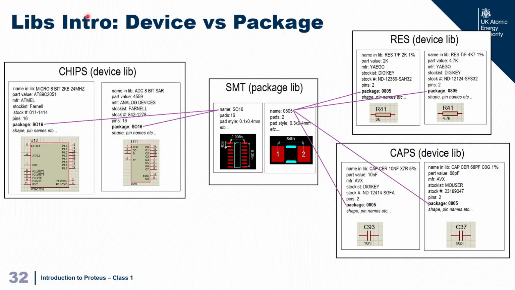Just to give a visual indication of what that means, I've got four libraries here: 3 device libraries and 1 package library, okay? The device library, this chips library, contains a microcontroller and an ADC, and it contains all the information about that. So 8 bits, made by Atmel, Farnell stock code. It's got 16 pins. It references the SO16 footprint.